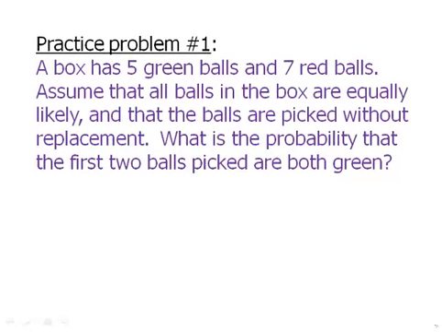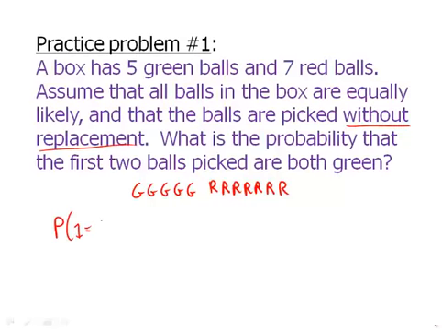A box has 5 green balls and 7 red balls. Assume that all the balls in the box are equally likely and that the balls are picked without replacement. So we have that magic phrase there, without replacement. What is the probability that the first 2 balls picked are both green? So let's think about this. I'm briefly going to draw this out. We have 5 green balls and 7 red balls. That's our box. The probability that the first choice is green, well, that's easy. There are 12 balls in the box, 5 of the 12 are green. So that's 5 over 12.